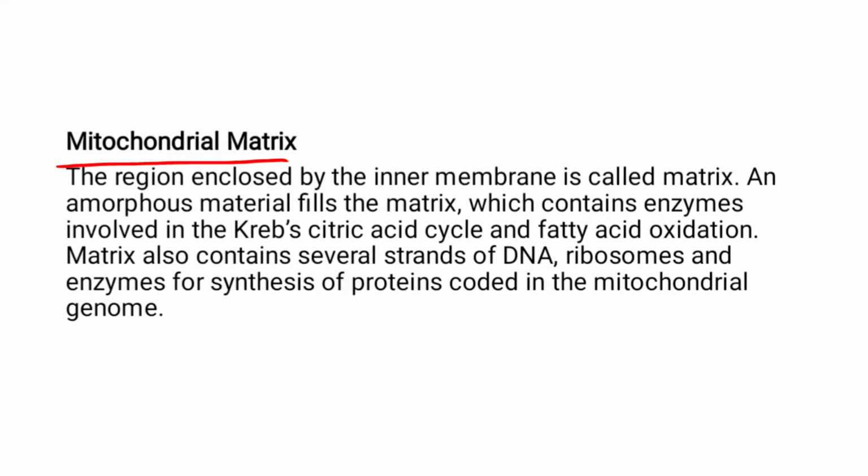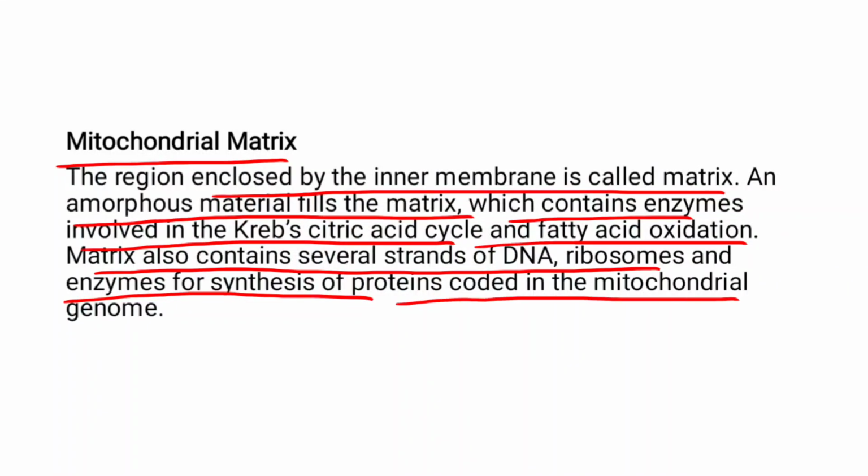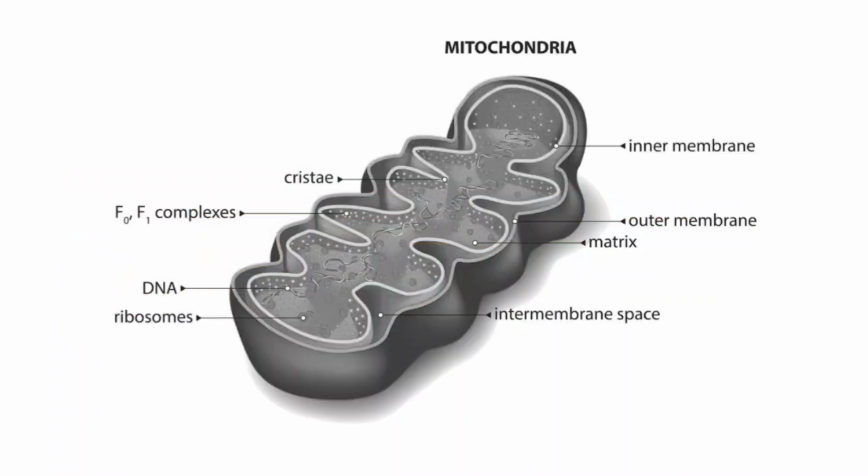Mitochondrial matrix. The region enclosed by the inner membrane is called the matrix. An amorphous material fills the matrix, which contains enzymes involved in the Krebs citric acid cycle and fatty acid oxidation. The matrix also contains several strands of DNA, ribosomes, and enzymes for synthesis of proteins coded in the mitochondrial genome.